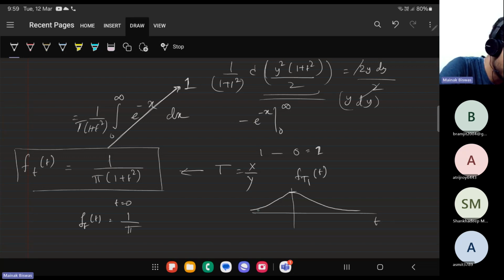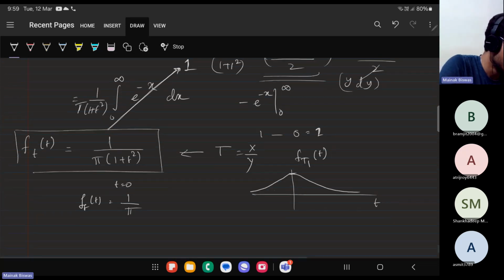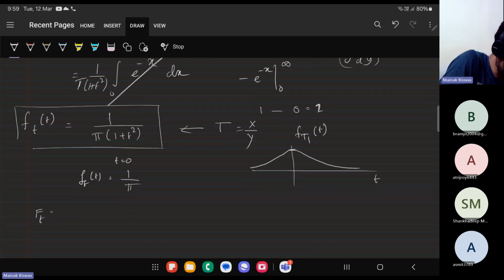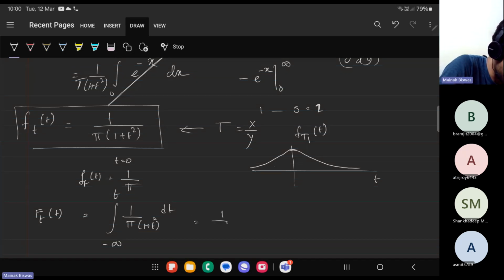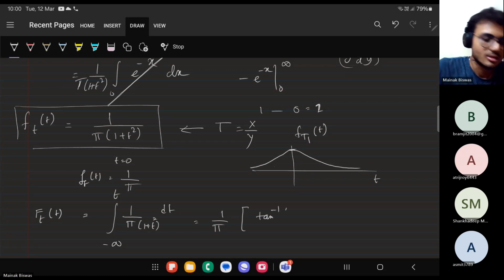I'll show you how the normal looks like. Anyway, so what is the CDF? F of t is 1 by pi, integral of dt over (1 plus t square) from minus infinity to t. Yes or no? Yes. So what is this? 1 by pi tan inverse of t from minus infinity to t. Yes or no?